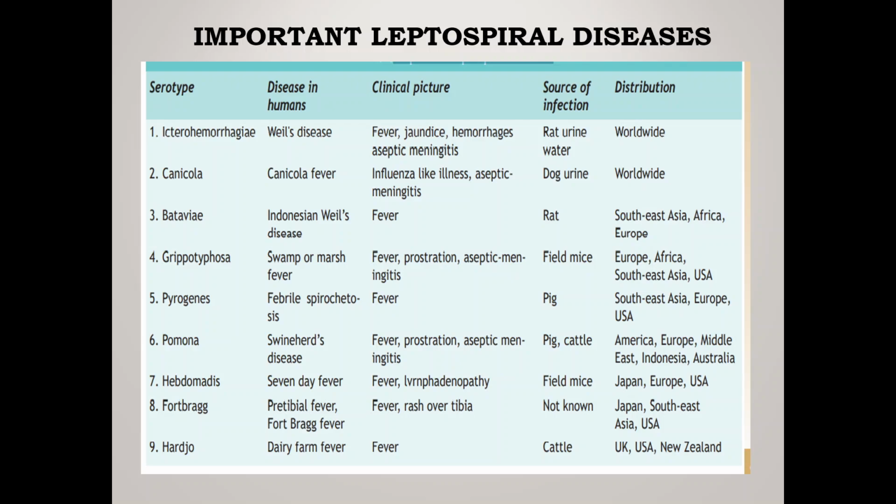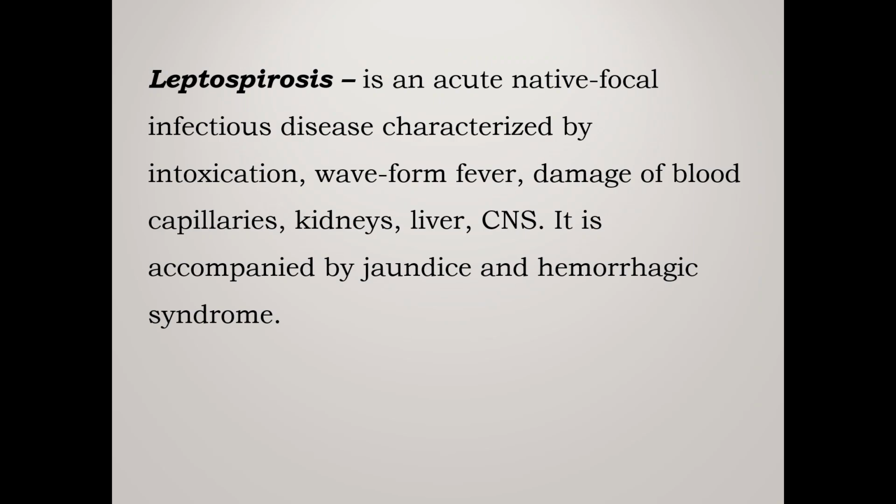Leptospirosis is an acute natural focal infectious disease characterized by intoxication, wave-like fever, damage of blood capillaries, kidney, liver, and central nervous system. It is accompanied by jaundice and hemorrhagic syndrome.